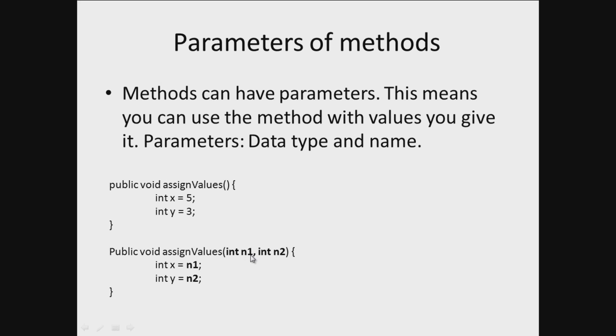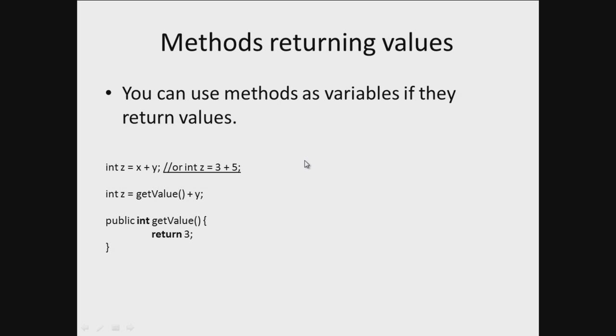Then, when you call your method, you would write assignValues, and between the brackets, the numbers you want to assign to n1, n2, and so on. The value of n1 would be assigned to x, of n2 to y, etc. I'll do a video on examples of this soon.